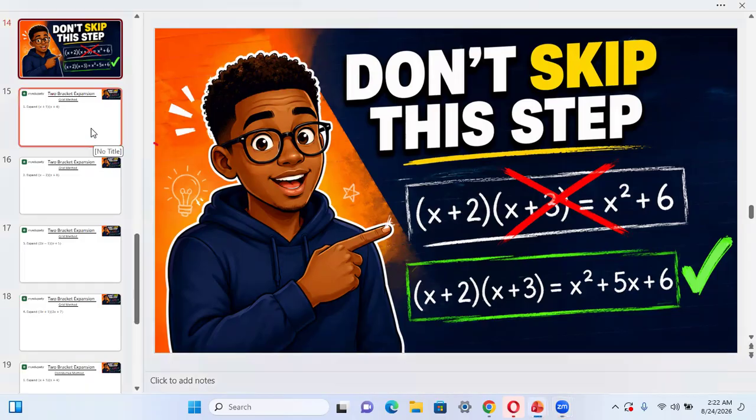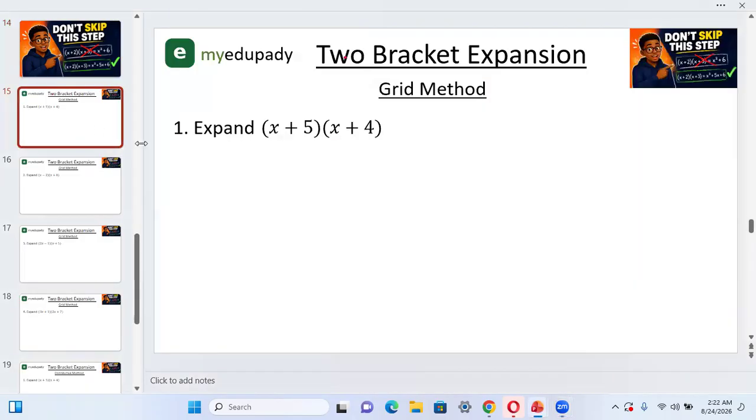Right, so we are going to be looking at the grid method as the first method we are using. So we have expand in bracket x plus 5 and in another bracket x plus 4. So how exactly do we make use of the grid box? This is what you're going to do. You draw a grid box and then you partition it into 4 places. The reason why we are partitioning it into 4 places is because we have 4 terms, right?